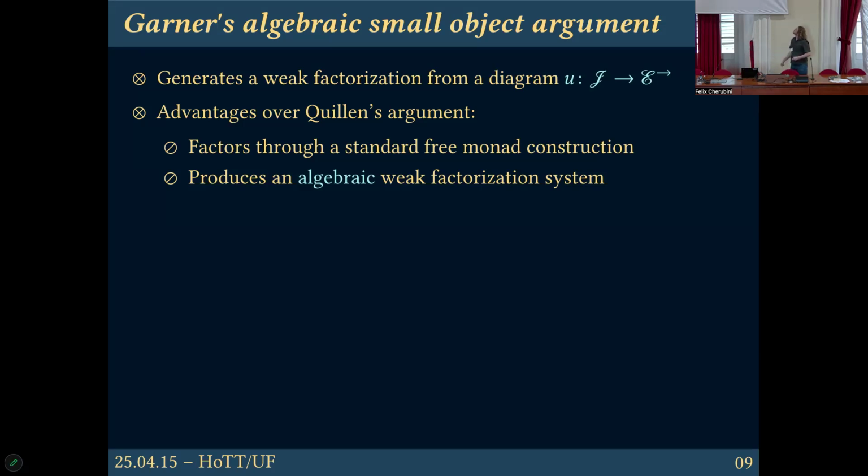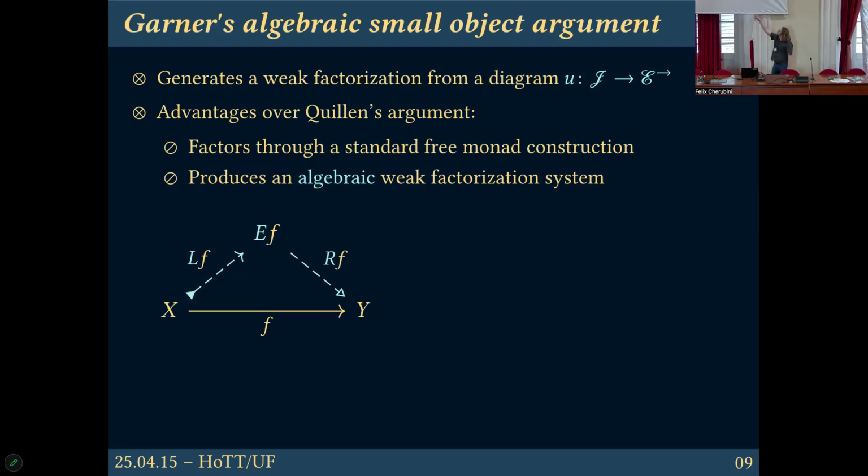So one is Quillen's thing is kind of ad hoc. This factors through a very standard free monad construction. And it also produces something which is called an algebraic weak factorization system. So going with my first slide theme, this is a kind of more structured version. In the classical homotopy theory situation, we have two classes of maps, but now we're going to be looking at structures.